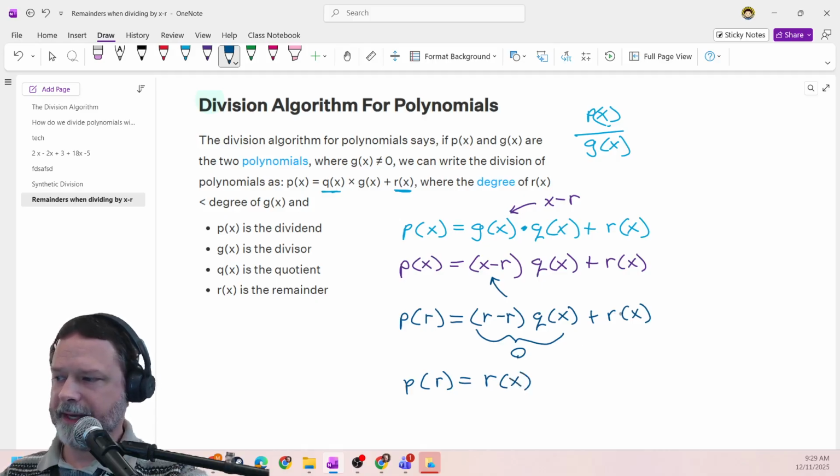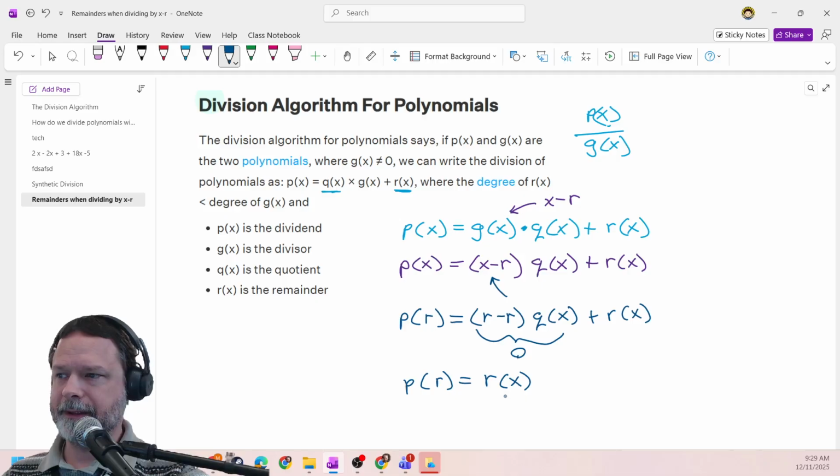And something to note also in this case: r of x is always going to be a number. It's going to be a constant because we're dividing by x minus r. That's a linear factor, a polynomial of degree 1. Our remainder has to be a polynomial of degree 0. That's a constant. So p of r is going to equal that constant, that remainder that we get. So that's really interesting.